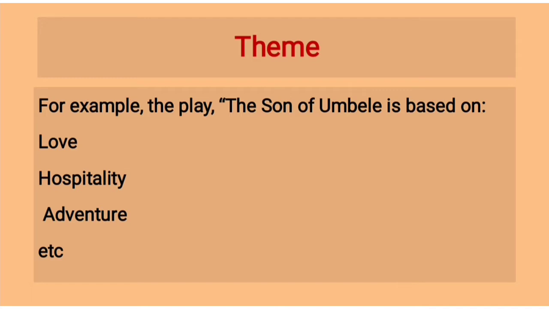Then when we look at hospitality, in the play, we see that Sumako welcomes Joshua, the stranger, to his house and accepts him to be part of his household and, as part of culture, gave him water to drink. We can also see the theme of adventure. For example, Joshua is a wanderer because he seeks to find the third end, and in the end he loses his life without achieving his goal. So these are some of the themes in The Son of Umbele.